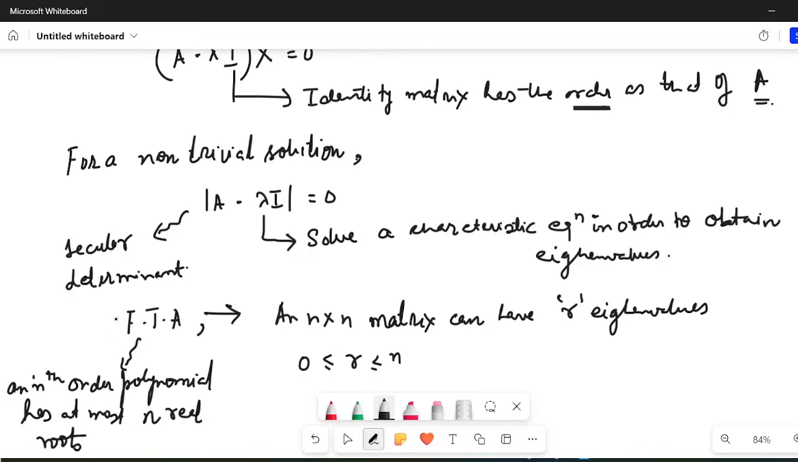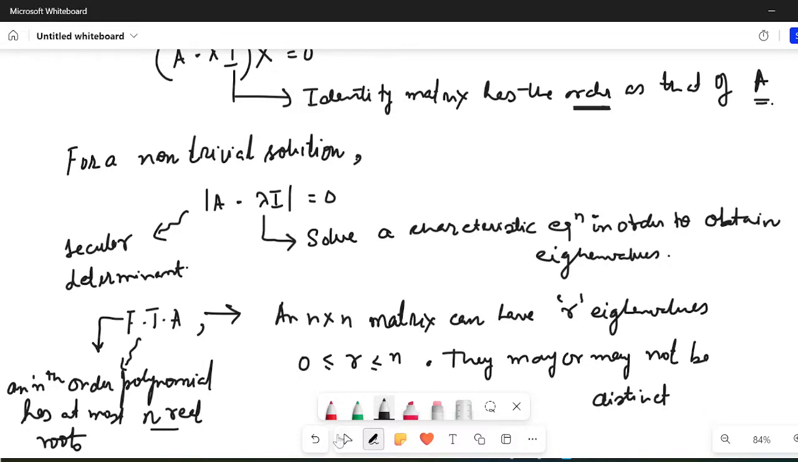So this is what the fundamental theorem of algebra says: at most, at max, an n cross n matrix can have n eigenvalues. It is not necessary that they are distinct. They may or may not be distinct. Distinct means different. It may be possible that the eigenvalues are the same as well.